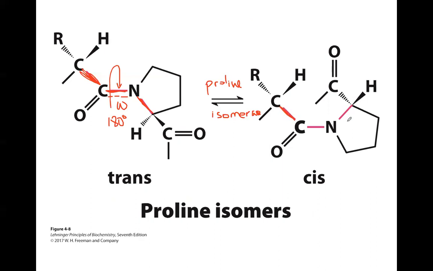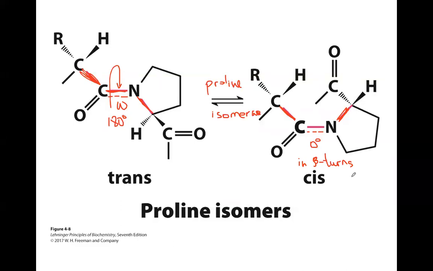So this is in, and this are in the same direction, right? So again, partial double bond character. And the angle here is 0 degrees, and it's cis. And so 6% of all prolines in proteins are in cis, and they're particularly found in beta turns. So this is what allows for a strand to make a sharp 180-degree turn and go in the opposite direction.